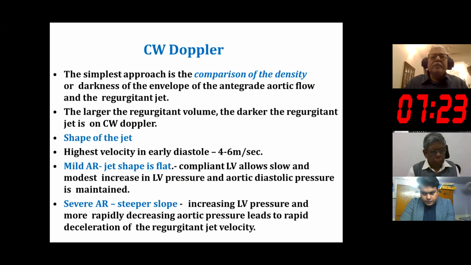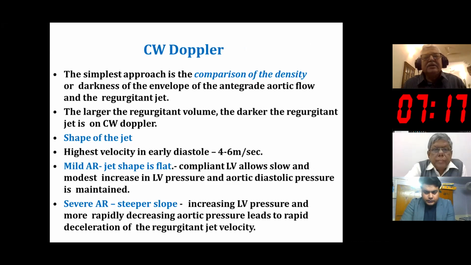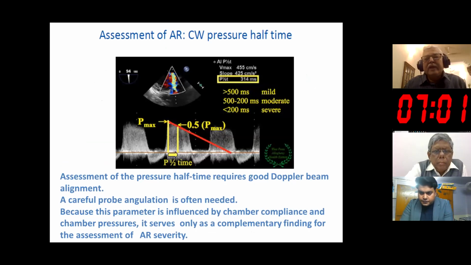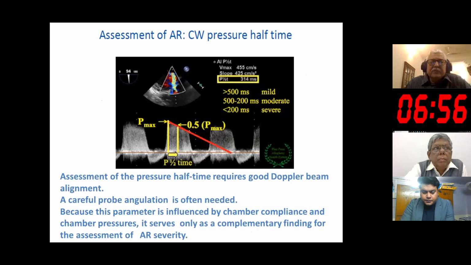The continuous wave Doppler is the other thing that is used to assess the severity. It's a very simple approach because it simply compares the density or the darkness of the envelope. The larger the regurgitant volume, the darker the regurgitant jet is on the continuous wave Doppler. The highest velocity is in early diastole if it is severe, and if it is a mild AR, the jet shape is flat. One of the other methods of using a continuous wave Doppler is the use of pressure half-time. Assessment of the pressure half-time requires good Doppler beam alignment. A careful probe angulation is often needed.